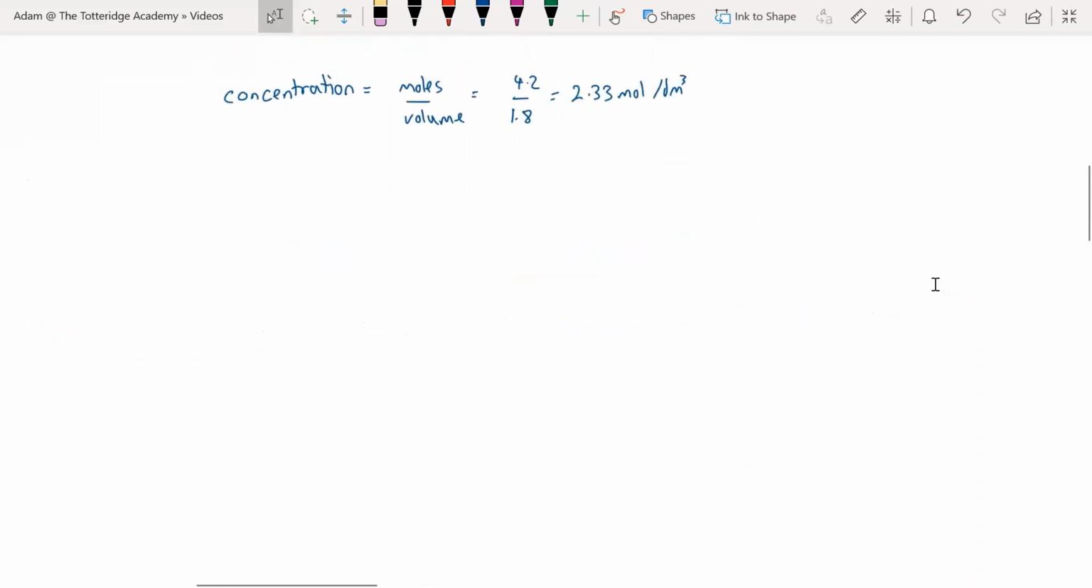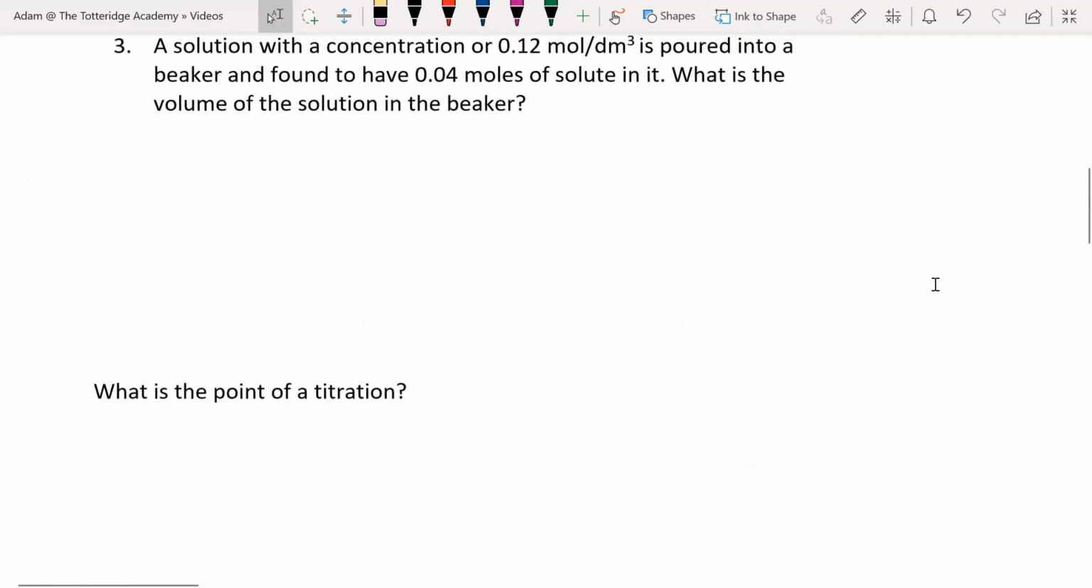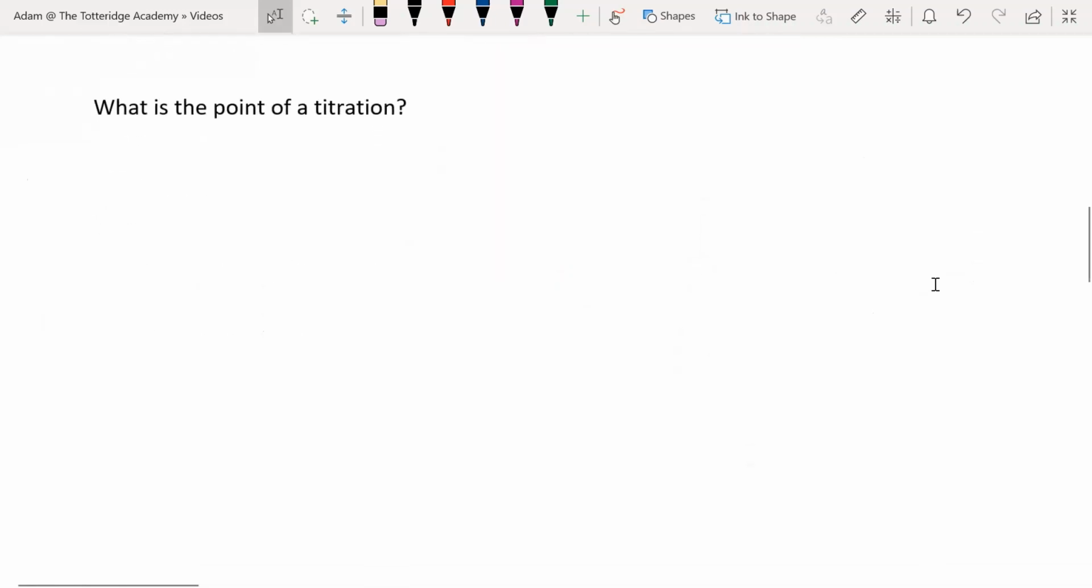Okay, titration. What is the point? Sorry, I think the screen's over here. Here we go. Big question: what is the point of a titration? The point of a titration is always one thing, and it's, let's go with blue, to determine, which means work out, the concentration of an unknown solution. What do I mean by that?